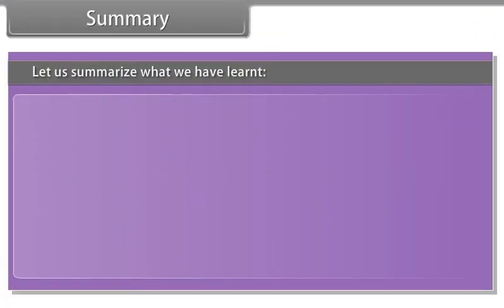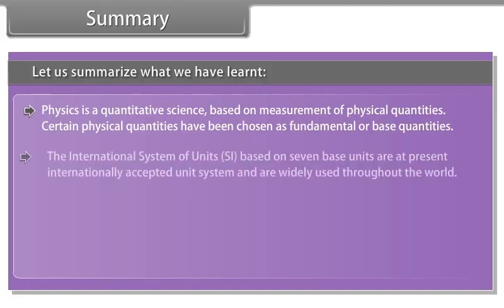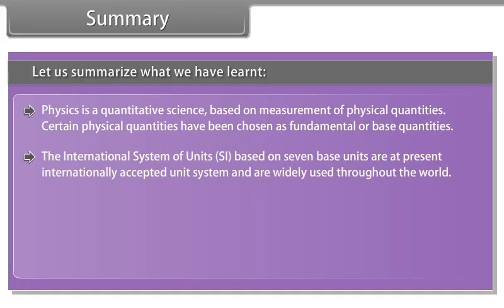Summary. Let us summarize what we have learned. Physics is a quantitative science based on measurement of physical quantities. Certain physical quantities have been chosen as fundamental or base quantities. The International System of Units, SI, based on 7 base units, is at present the internationally accepted unit system and is widely used throughout the world.